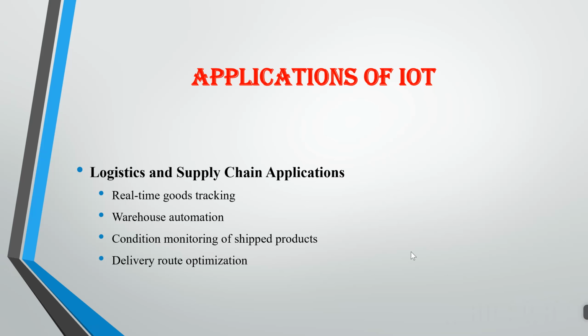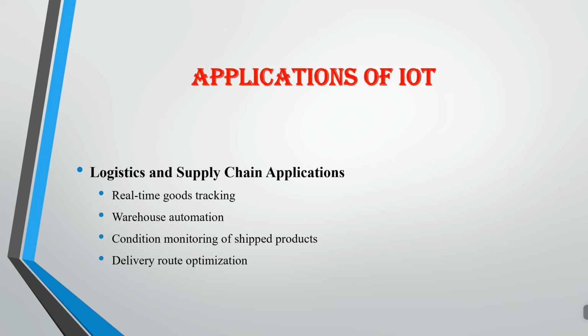Coming to logistics and supply chain applications. We know if we place an order on Amazon, a tracking system will come. Where is the good? Where has the good gone? When are we going to get it? Where is the current location of the goods? How many days will it take to reach you? We get the exact idea by tracking the items in real time.